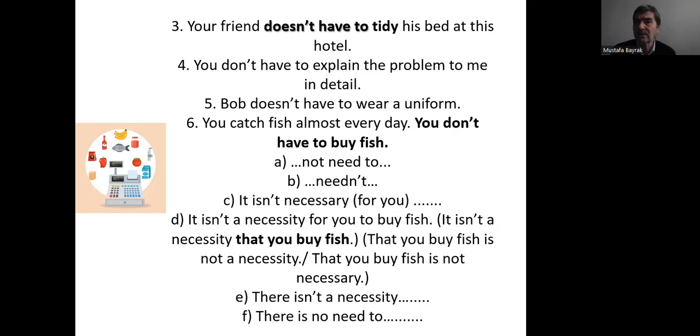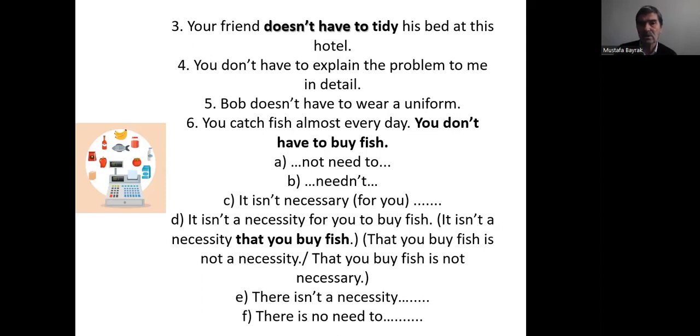Or you do not need to buy fish now, okay? You needn't buy fish. You catch fish almost every day. It isn't necessary for you to buy fish now. Or it isn't a necessity. There isn't a necessity, okay, for you. Why? Okay, it isn't necessary for you to buy fish. That you buy fish is not necessary, as a noun clause, as the subject of a sentence.